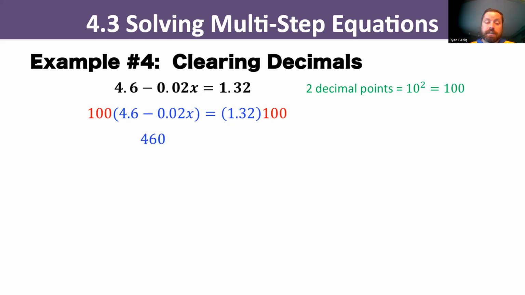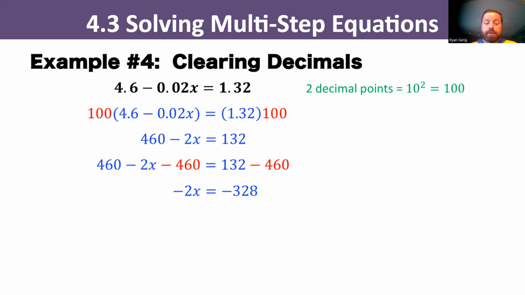So 100 times 4.6 is 460. 100 times negative 0.02x is negative 2x. And 1.32 times 100 is 132. I have an equation now that I should be able to solve. I'm going to move the positive 460 to the other side by subtracting it from both sides. And that 460 minus 460 gives me 0 and leaves me with negative 2x. 132 minus 460 is negative 328. Last step, divide by negative 2. I get x equals 164.